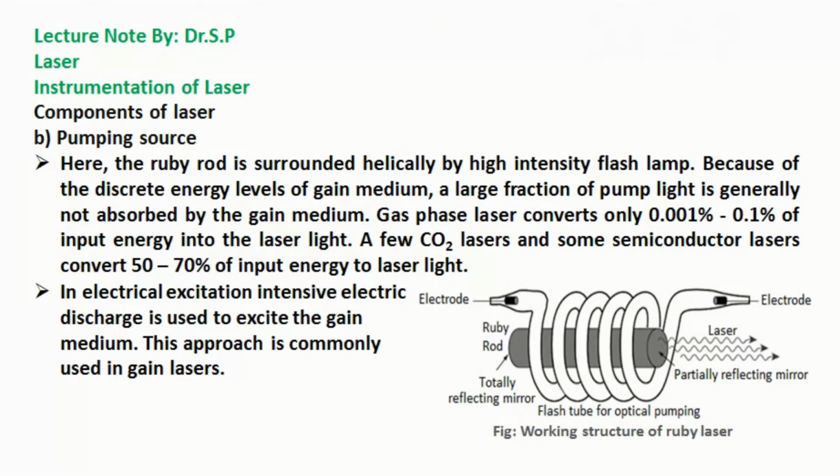Because of the discrete energy levels of the gain medium, a large fraction of pump light is generally not absorbed by the gain medium. Gas phase laser converts only 0.001% to 0.1% of input energy into the laser light. A few carbon dioxide CO2 lasers and some semiconductor lasers convert 50 to 70% of input energy to laser light. In electrical excitation, intensive electric discharge is used to excite the gain medium. This approach is commonly used in gas lasers.